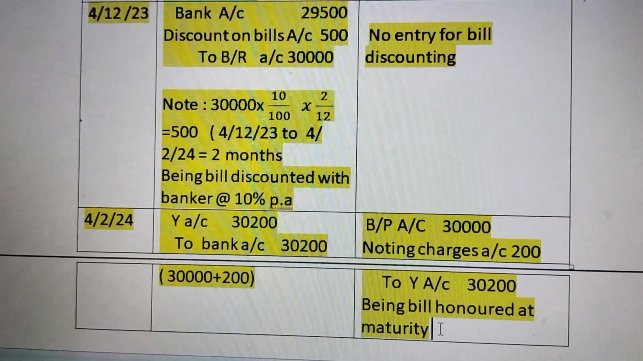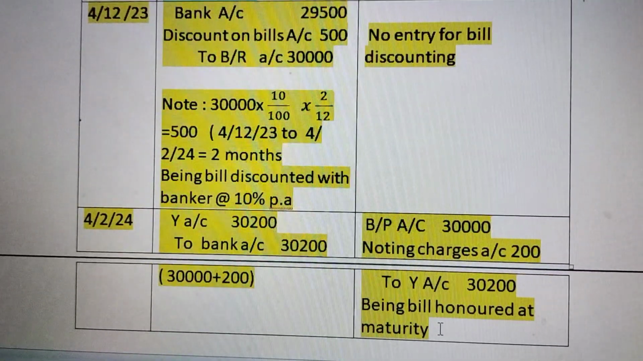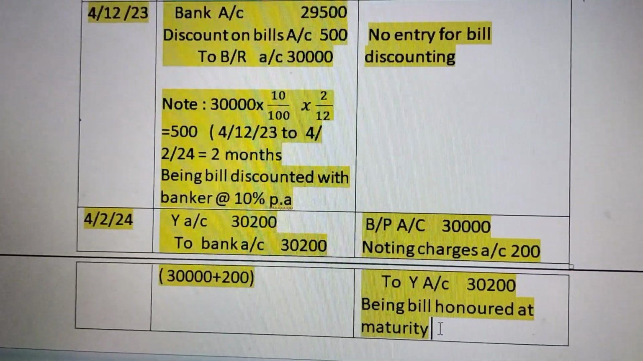So the entry for noting charges will be passed only in the books of the drawee. So the noting charges are definitely a liability for the drawee.